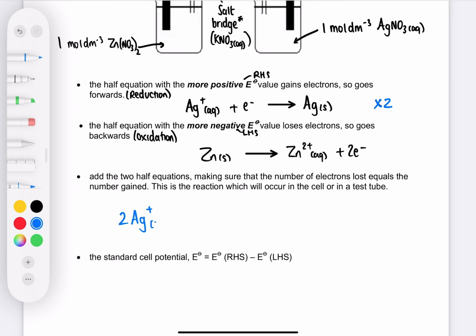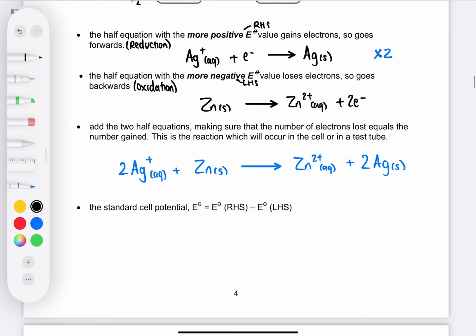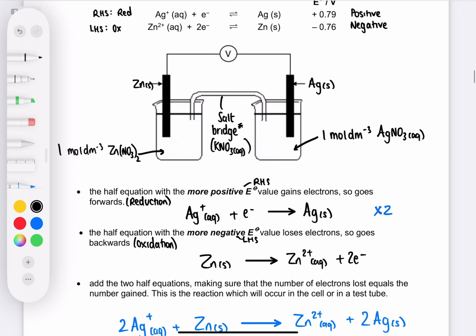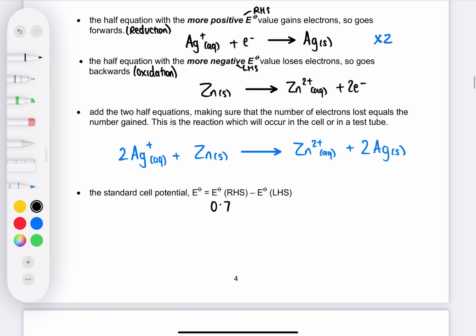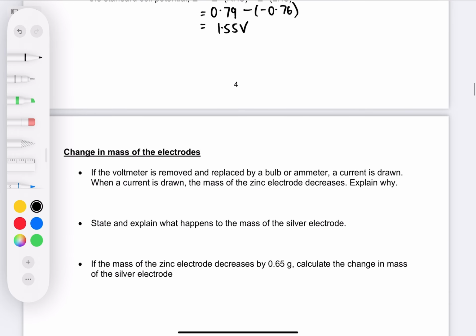So 2Ag+(aq) combined with zinc solid gives me Zn2+ ions. This way there's 2 electrons transferred and 2 silver solid. The standard electrode potential is still right-hand side minus left-hand side, which is 0.79 minus -0.76, which is 1.55 volts.